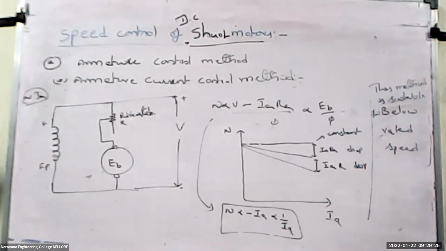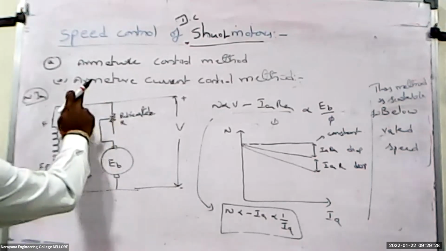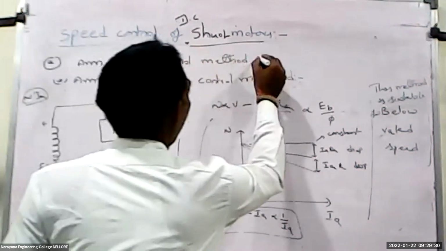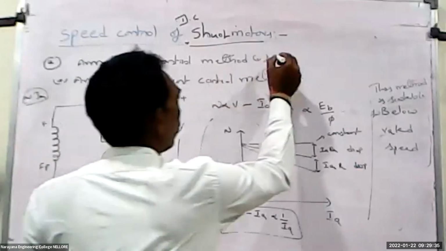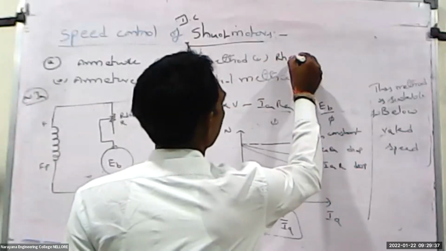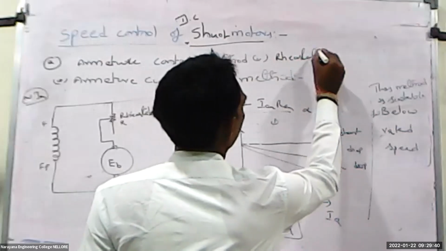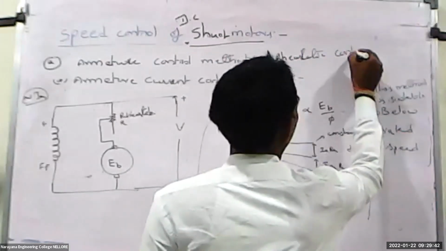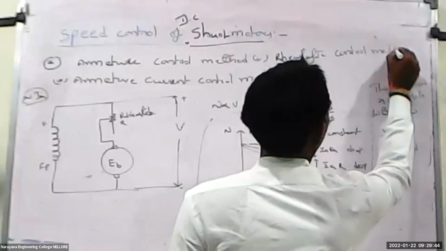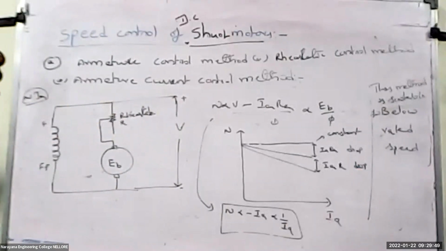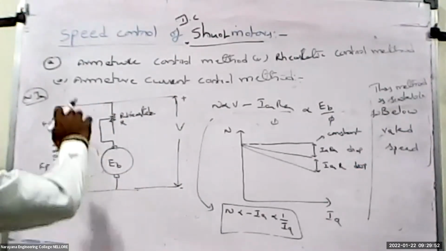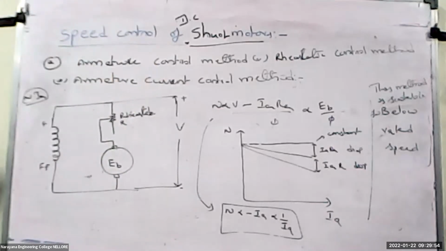It is also called the armature current control method, because we are connecting a rheostat here. Okay, so rheostatic control method. Armature rheostatic control method or armature control method. These are the 3 names for this one. Okay, take the snapshot and I will go for the next topic.